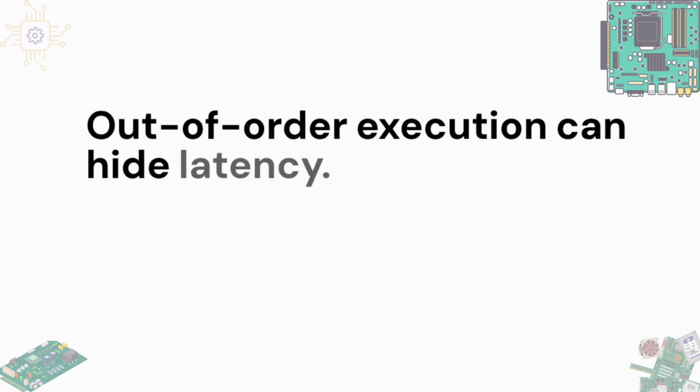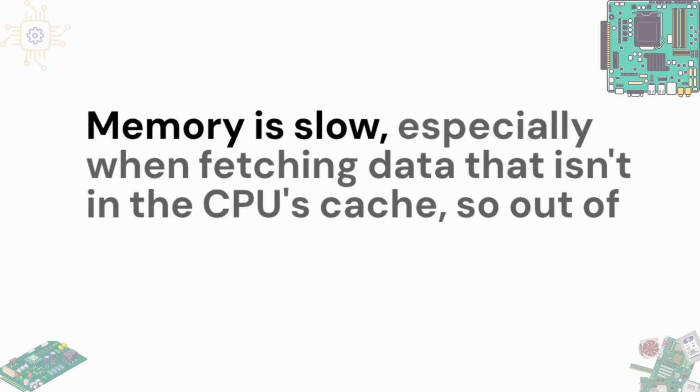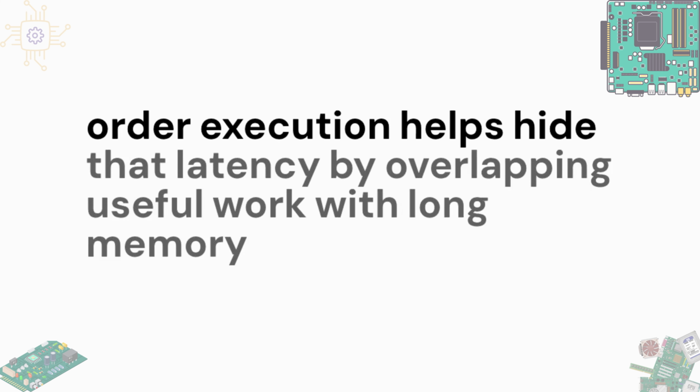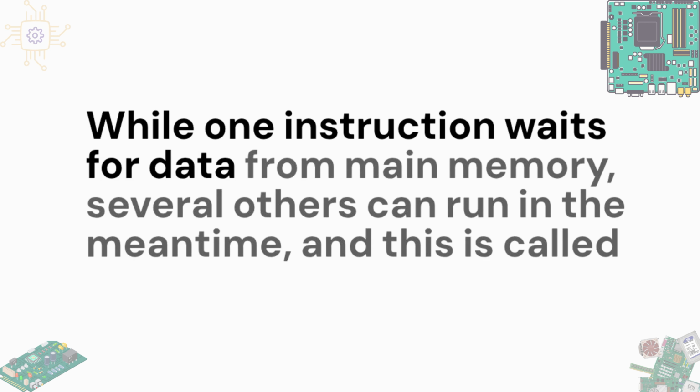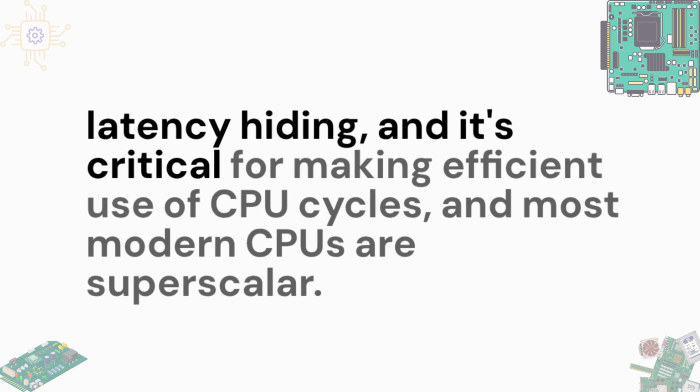Out-of-order execution can hide latency. Memory is slow, especially when fetching data that isn't in the CPU's cache. So out-of-order execution helps hide that latency by overlapping useful work with long memory operations. While one instruction waits for data from main memory, several others can run in the meantime. This is called latency hiding, and it's critical for making efficient use of CPU cycles.